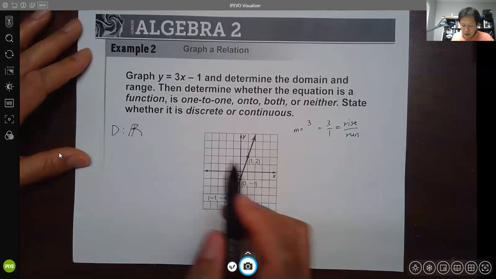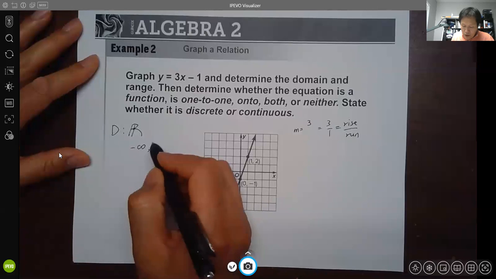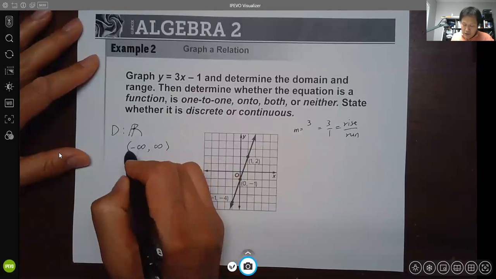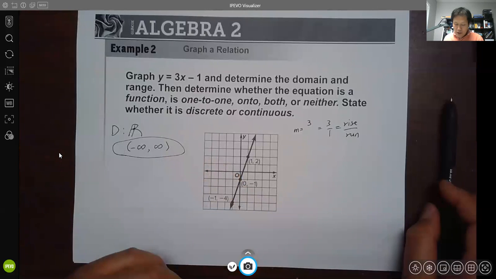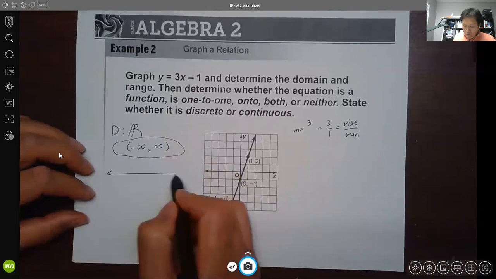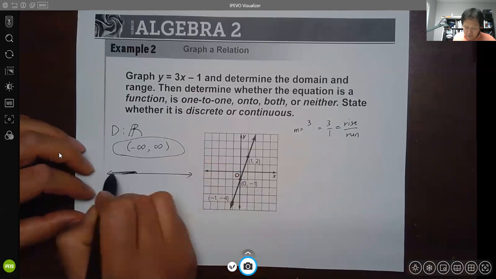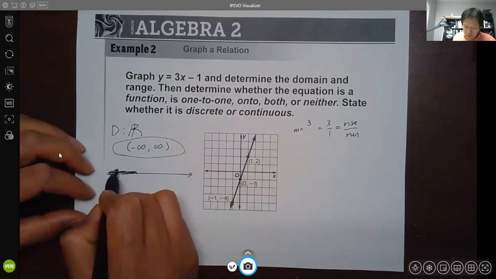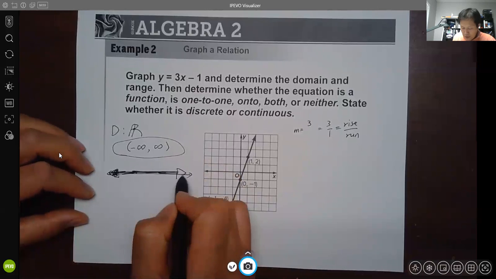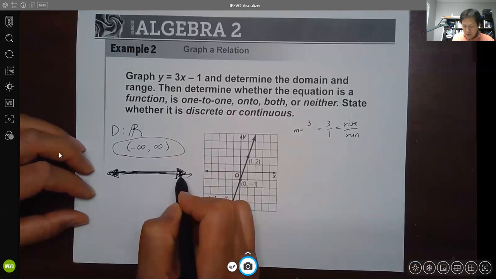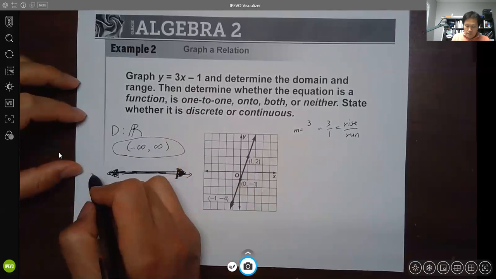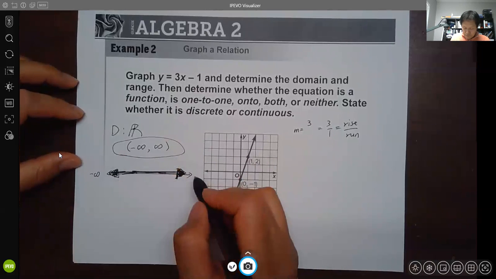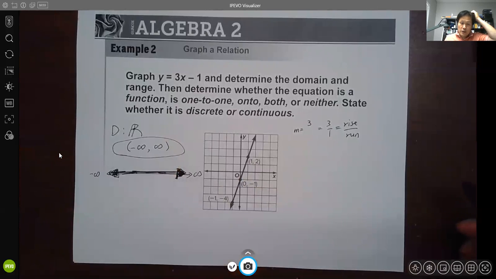or we can say minus infinity, comma, infinity, in parentheses. This is interval notation. What does that mean? You can go forever to the left. Also, you can go forever to the right. Basically, it's saying I'm covering everywhere. Forever to the left is minus infinity. Forever to the right is positive infinity.